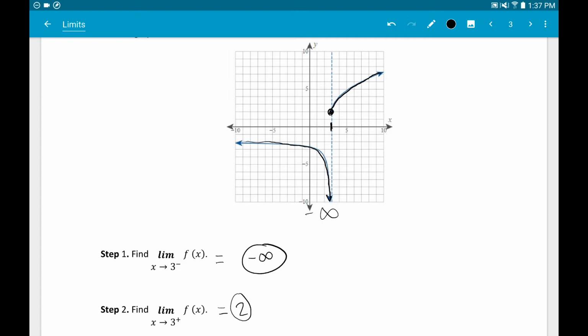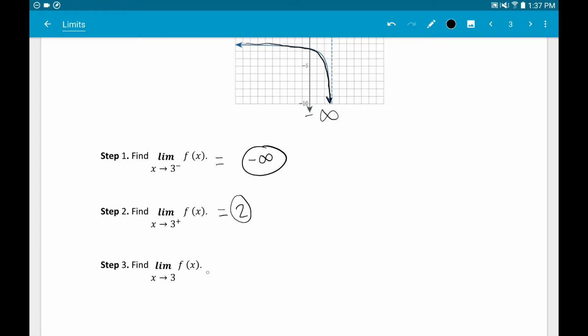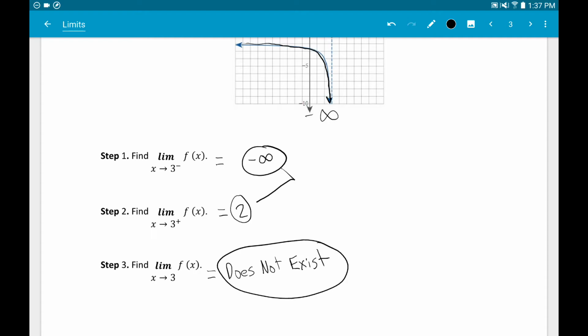Okay, so the left and right side don't meet each other at the same place. So automatically the two-sided limit doesn't exist. Okay. Again, why is that? Because the left and the right are different. Anytime they're different, the two-sided doesn't exist.